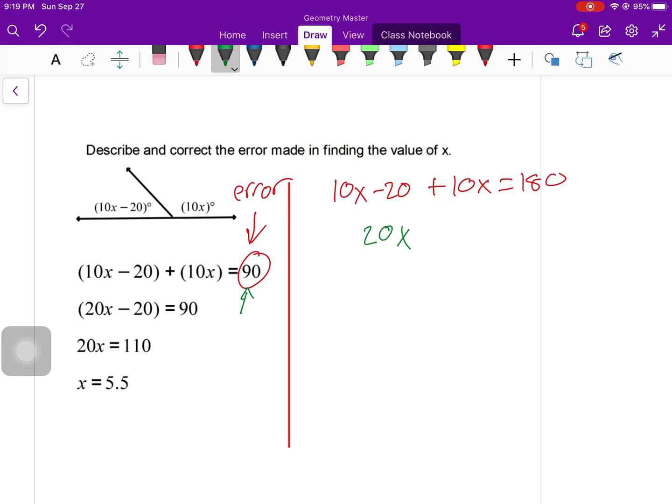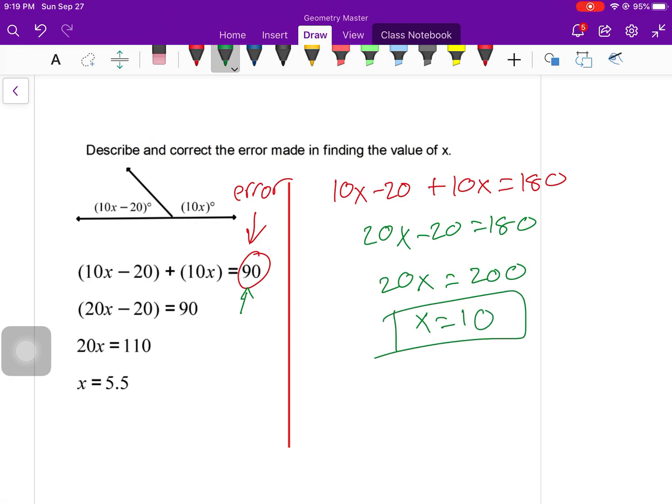Now when we solve, we've got 20x minus 20 equals 180. So 20x equals 200, so x equals 10. If you plug these numbers in, 10 times 10 is 100, minus 20 is 80 degrees. 10 times 10 is 100 degrees. 100 plus 80 equals 180, so I know that my answer is correct.